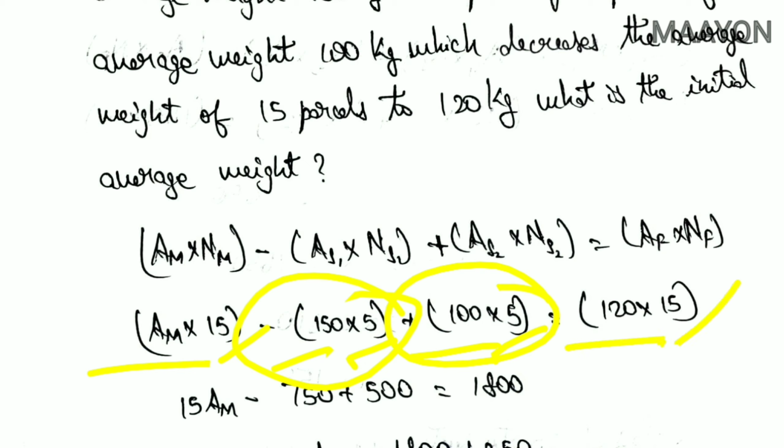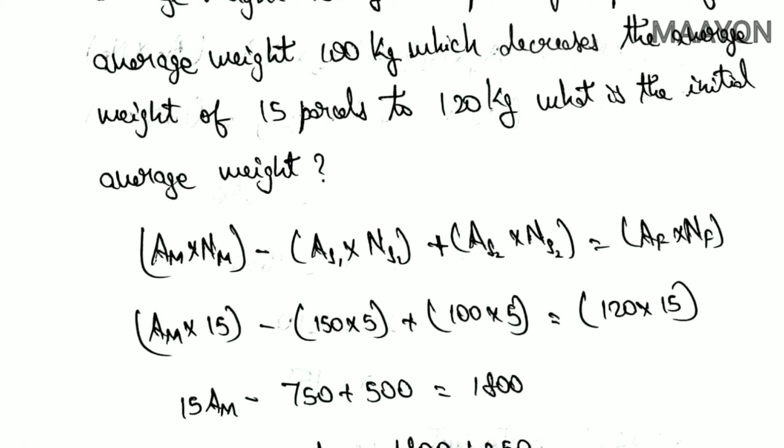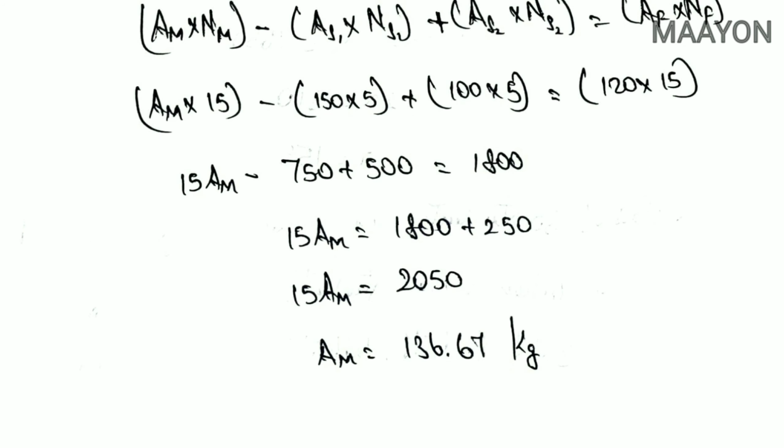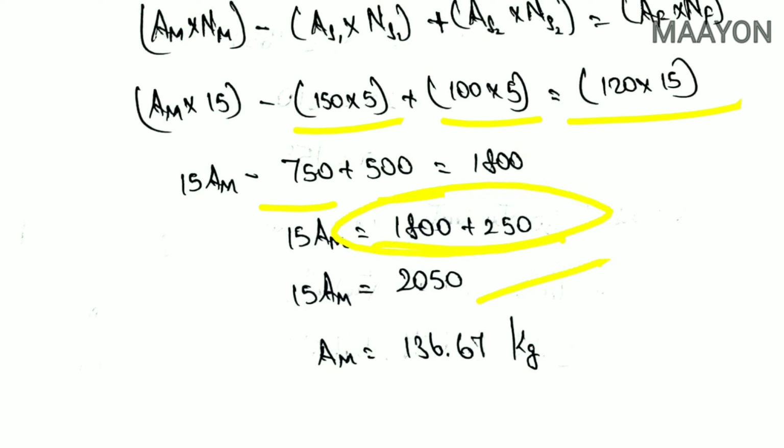kg into 15. Solving the equation, we get 15 AM minus 750, 150 into 5, plus 500, 100 into 5, equals 120 into 15, which is 1800. 15 AM equals 1800 plus 250, which equals 2050. 2050 divided by 15 gives the required final answer.